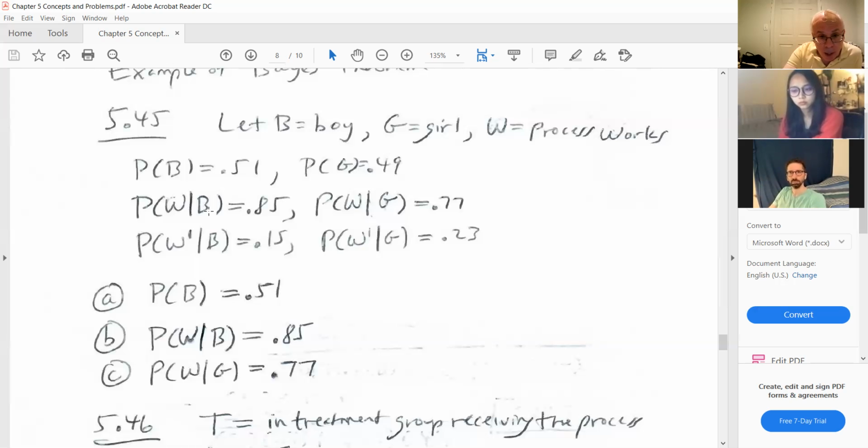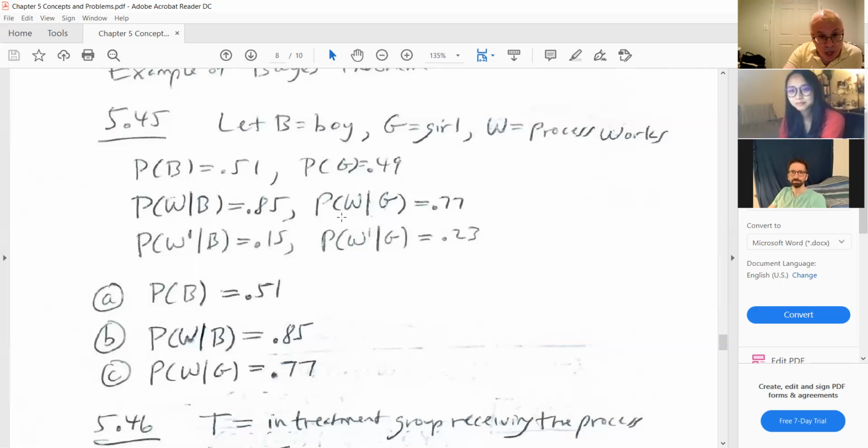Okay. What do you think? Now, do you think I set this up correctly, or do you think the 0.85 is the probability of B given W? I think you set it up right. Yeah, I think so too.